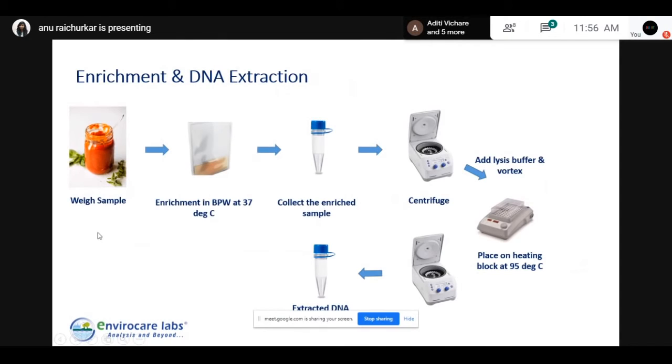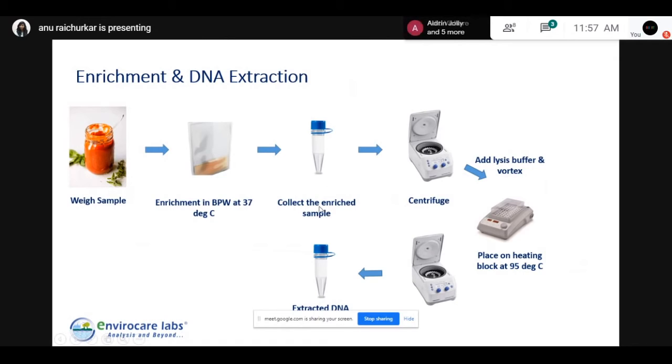I've just tried to show how exactly we proceed with the samples. First the sample is weighed. Then we are going to enrich it, like I mentioned. We need to increase the quantity of the pathogen if at all it is present. So we allow it to be enriched in the BPW buffer at 37 degrees centigrade. It is pre-warmed. The timing is typically in the range of 18 to 20 hours, and for meat products, it may be less. Based on that, we allow it to enrich.